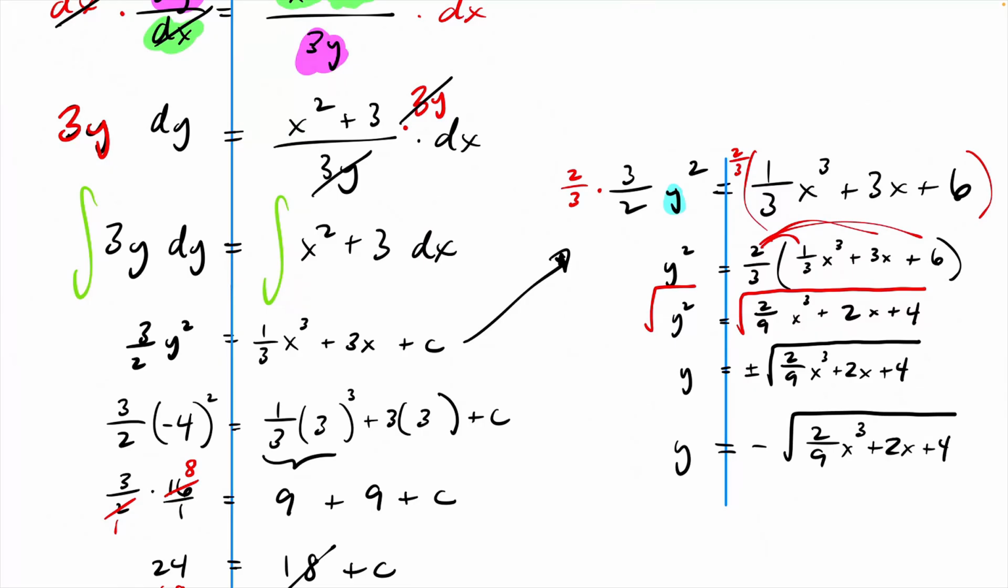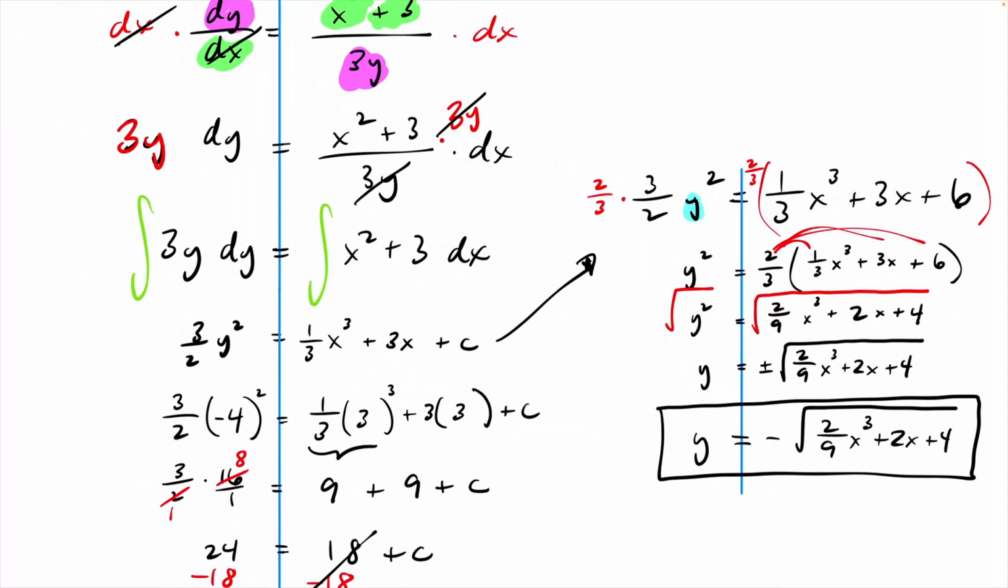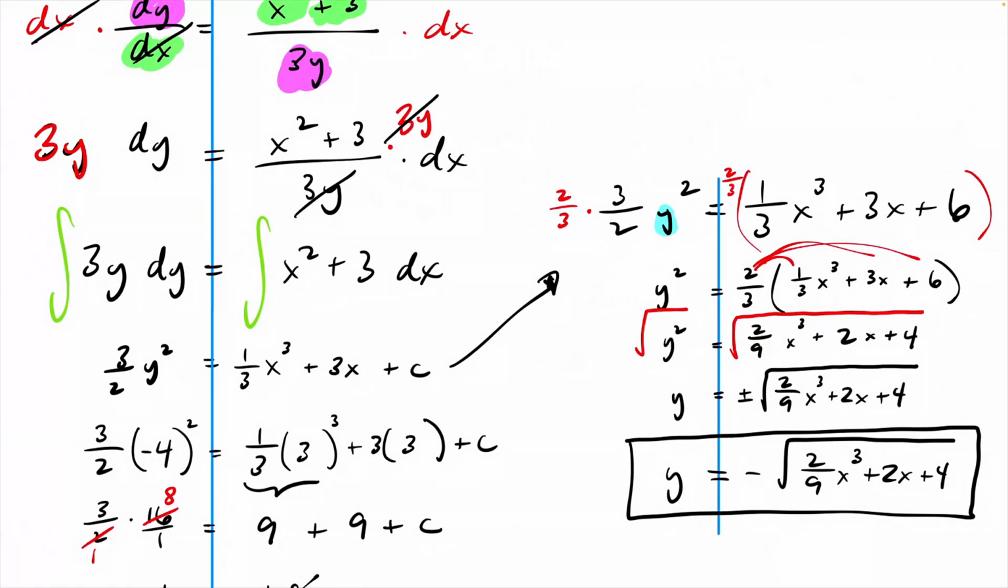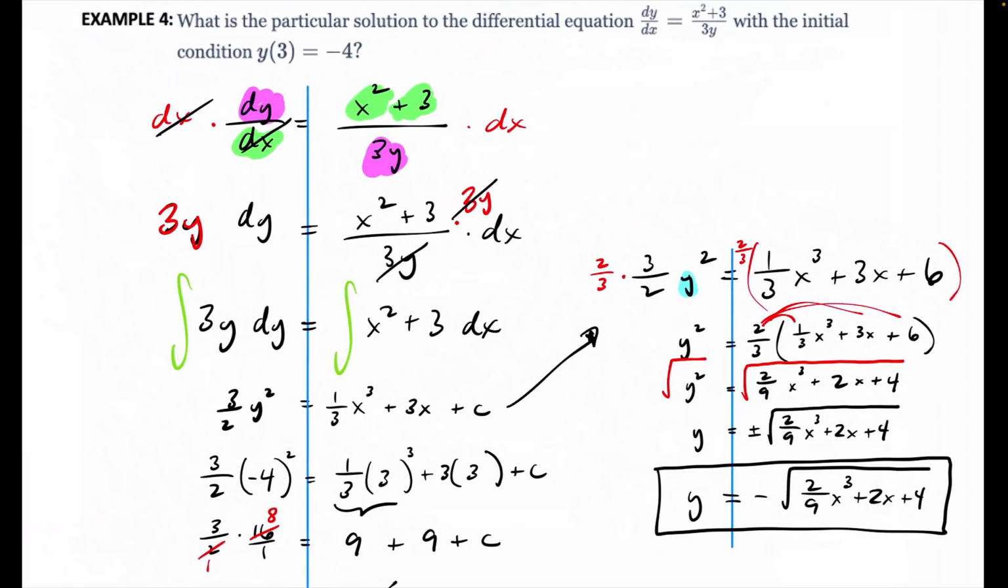If they didn't give you a point, you just put both. You put plus or minus. I can only take square roots of positive numbers because otherwise they're imaginary. So to get -4 as an answer for y, I have to have a negative in the front.